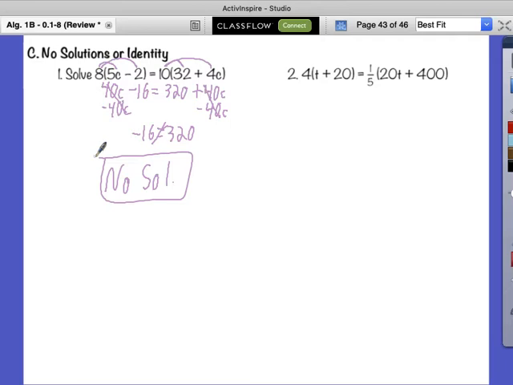Now, we might have actually been able to catch it up here. 40c minus 16, would that ever be the same thing as 40c plus 320? No, because they're the same 40c. But if we don't catch it there, we're able to catch it here and say, oh, that's not even true. So whenever you get to an equation where it's just numbers, and it's not true, it's no solution. Whenever you get a number equals a number, and you're like, that doesn't work, no solution. Questions on that? Okay, let's try number 2.